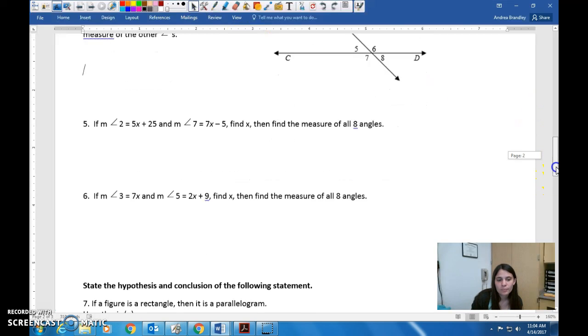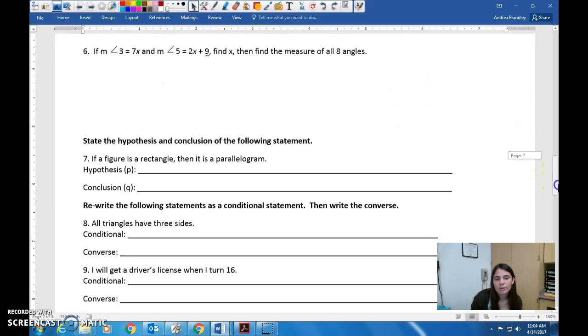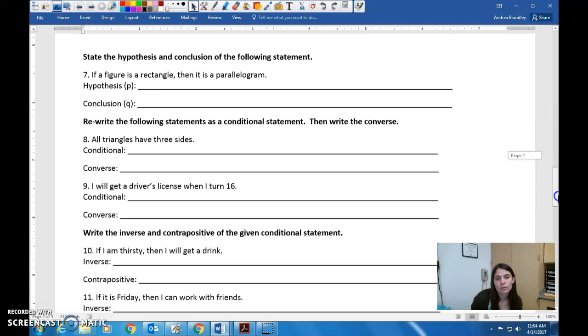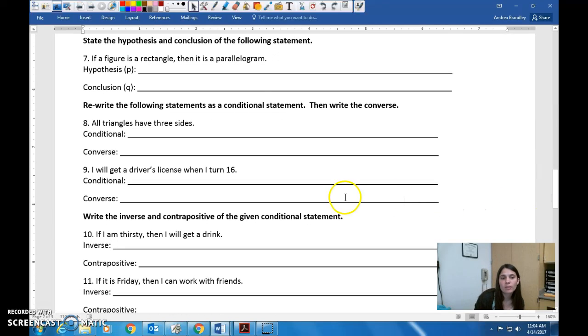From there, I'm now talking about different logic statements. So I'm going to start by stating the hypothesis and conclusion of this statement. So I have, if a figure is a rectangle, then it is a parallelogram. So this is in conditional statement form. So this is if P, then Q. So my hypothesis is the figure is a rectangle. And the conclusion of that is that it's a parallelogram.